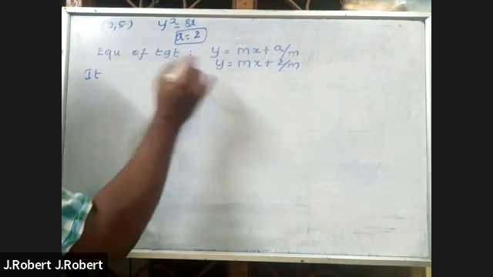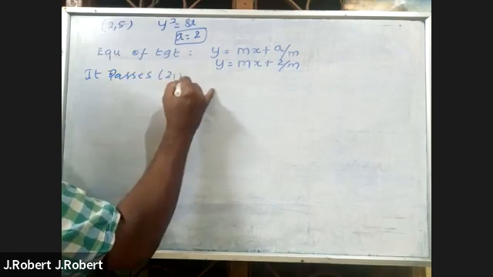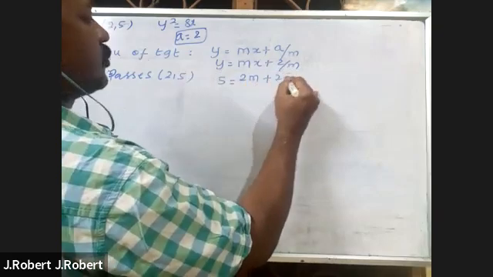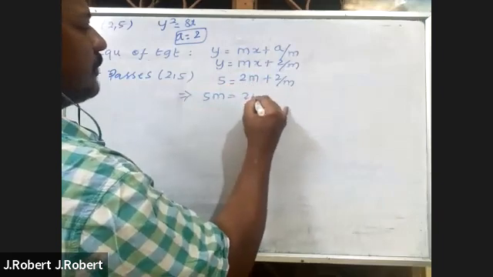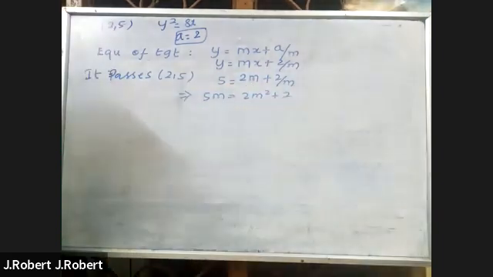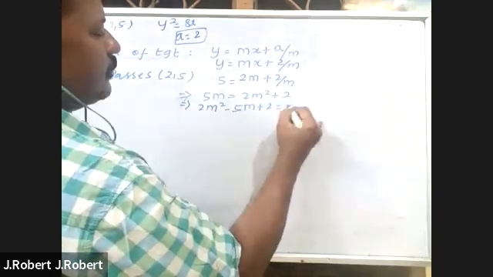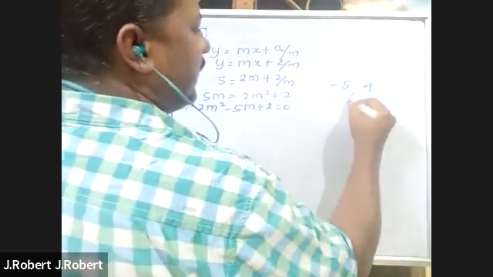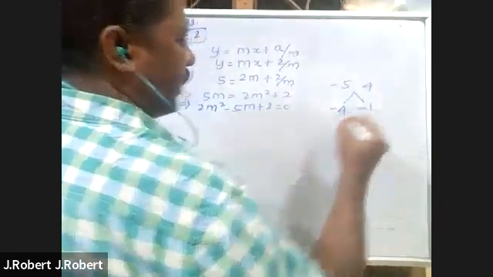It passes through the point 2,5. So I can substitute y equal to 5, x equal to 2, that is 5 equals 2m plus 2 by m. We can get the equation as 5m is equal to 2 m square plus 2. You can write the equation as 2m square minus 5m plus 2 equal to 0. Now you factorize. 2 into 2 will get 4. Any two numbers that add to minus 5 and multiply to 4: minus 4 and minus 1.